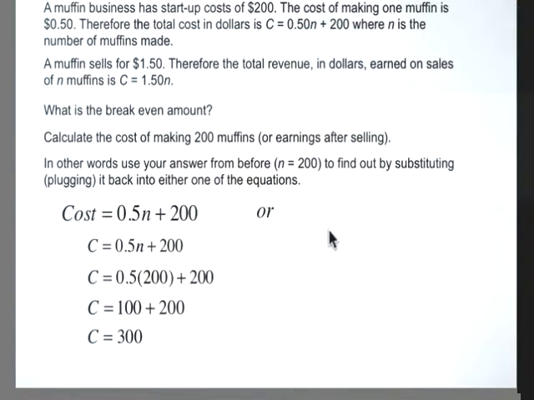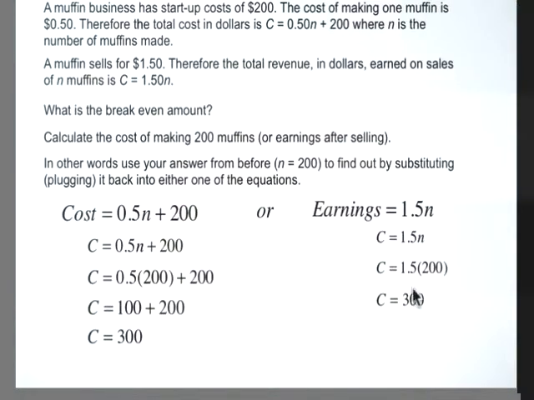We could have also done this by subbing into the earnings formula, which is earnings is equal to $1.50 times the number of muffins produced. And so C equals 0.5n. And so when we sub in for n equals 200, we also get C is equal to 300.